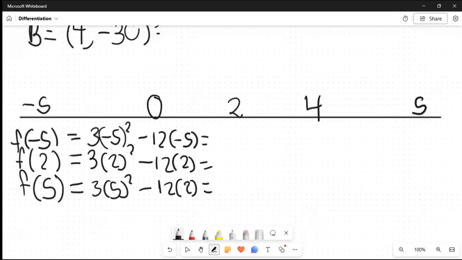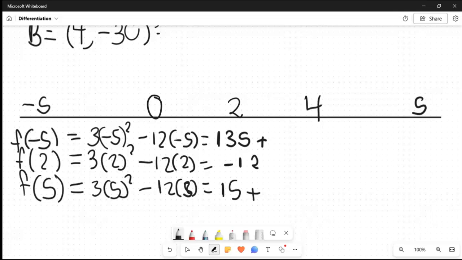Okay, so after I write down all the equations, now we just need to find the value of each. So the first value is 135, which is a positive value. Our next value is negative 12, and our final value is 15. So we have two positive values and one negative value.